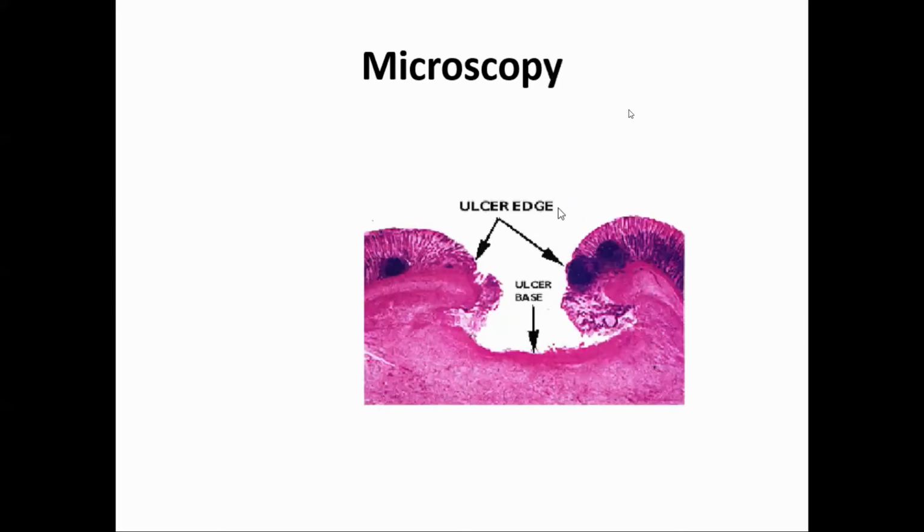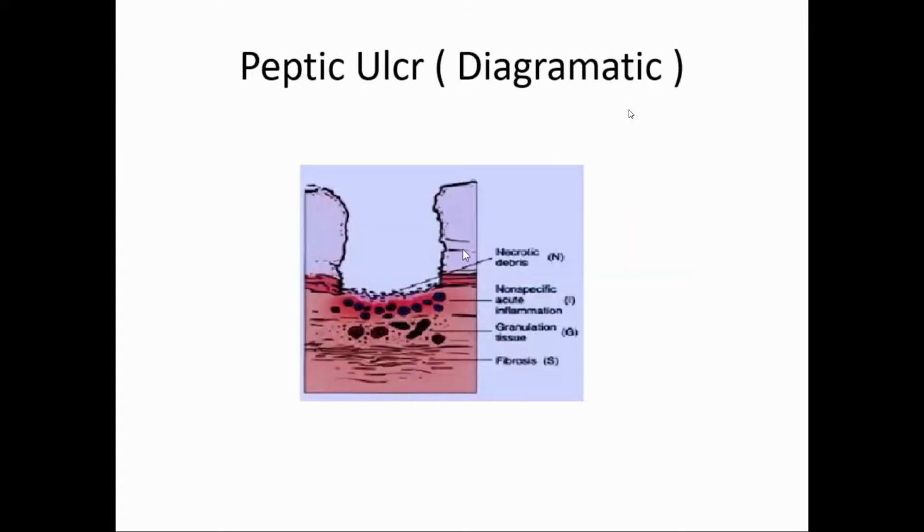Now this is shown here. These are undermined edges. It is not up like this, it is like this. This is called undermined. This is debris. Now these are the 4 layers shown diagrammatically. This is the ulcer. This is debris. This is dead necrotic tissue. This is inflammatory cells.